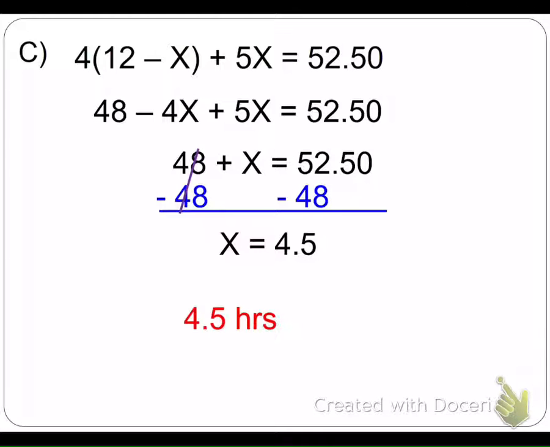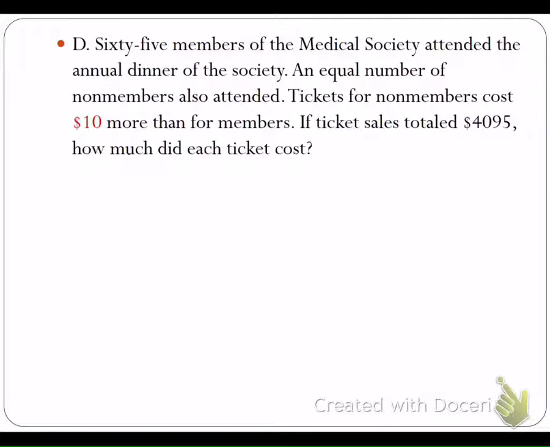What are your questions? All right, D. 65 members of the Medical Society attended the annual dinner of the society. An equal number of non-members also attended. Tickets for non-members cost $10 more than tickets for members. If ticket sales totaled $4,095, how much did each ticket cost?